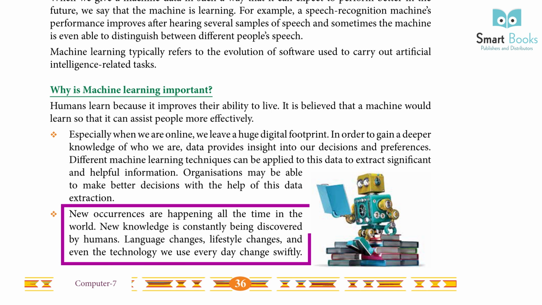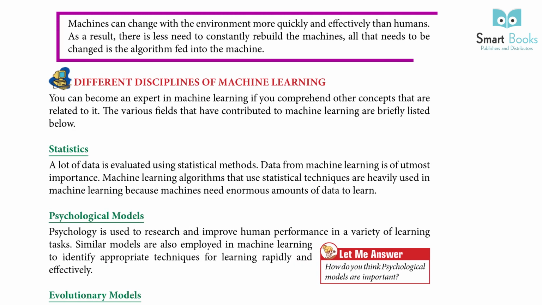New occurrences are happening all the time in the world. New knowledge is constantly being discovered by humans. Language changes, lifestyle changes, and even the technology we use every day change swiftly. Machines can change with the environment more quickly and effectively than humans. As a result, there is less need to constantly rebuild the machines. All that needs to be changed is the algorithm fed into the machine.